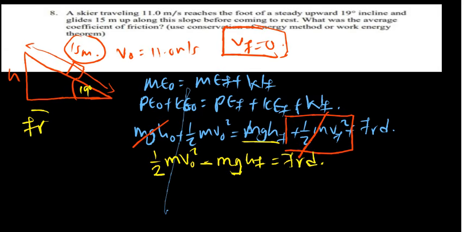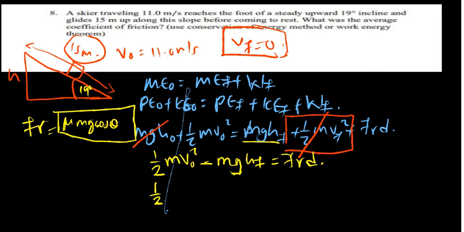So what is friction force? According to the incline, it is mu times the normal force, which is mg cos theta, right? So we are going to replace this one where there is friction. Then I'm going to have half mv initial squared minus mgh final has to be equal to mu times mg cos theta times the displacement. We don't have mass, so therefore the mass is going to cancel.